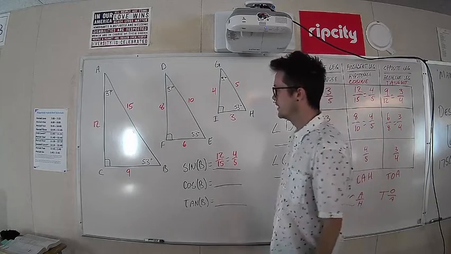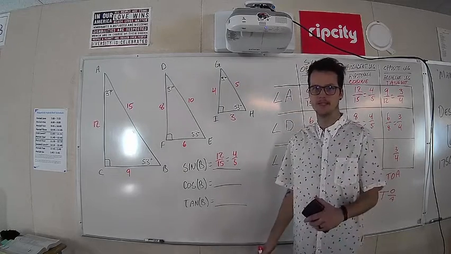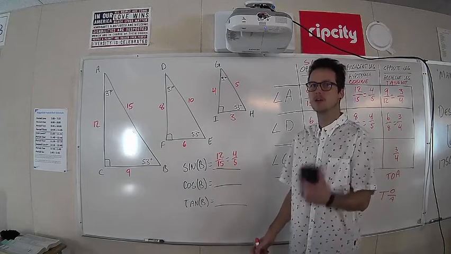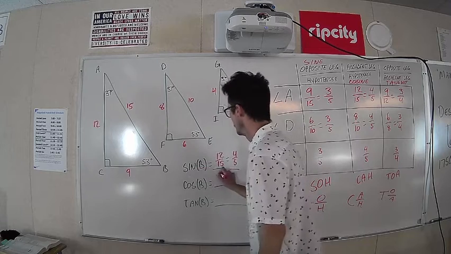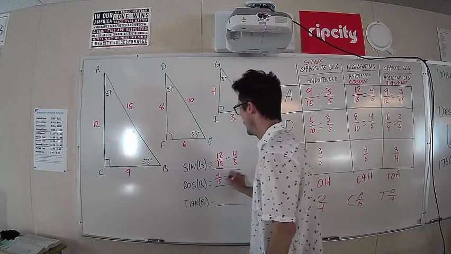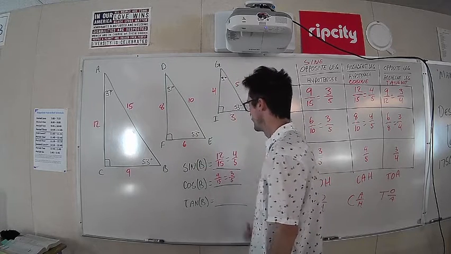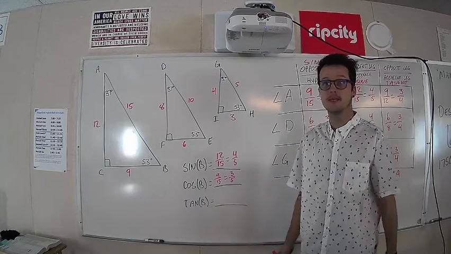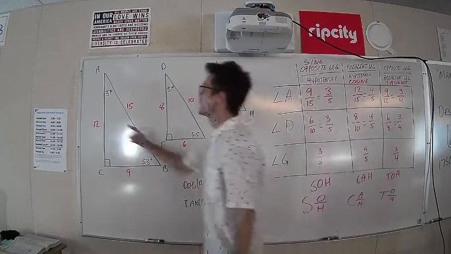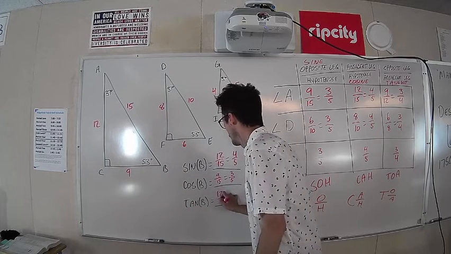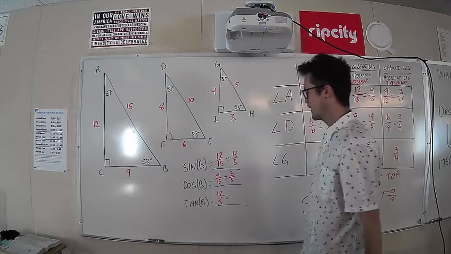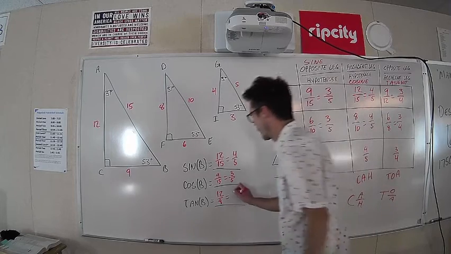Great. Cosine of B. Adjacent over hypotenuse this time. This is the CAH. Cosine is adjacent over hypotenuse, which is 9 over 15. And that reduces to 3/5. Lastly, tangent of angle B. That is opposite over adjacent. So we're going to go 12 over 9. Improper fraction, but it's going to work just fine. It ends up being 4/3.